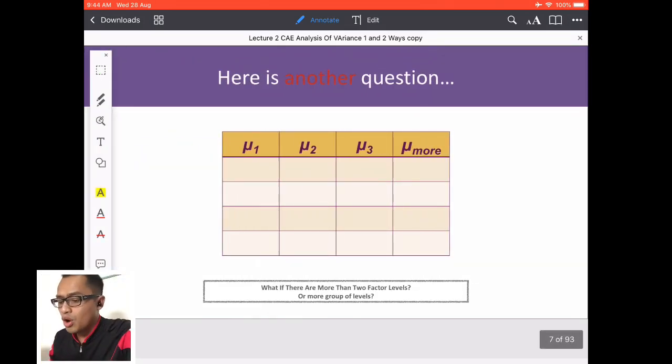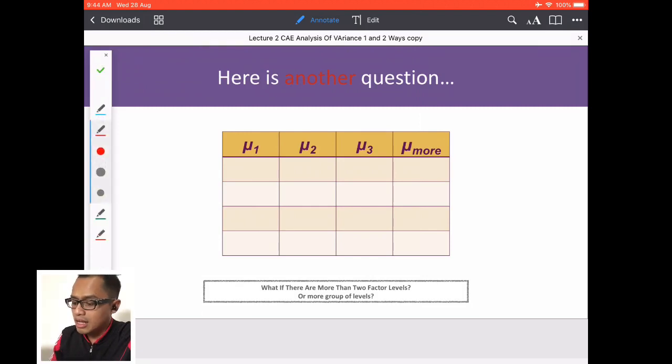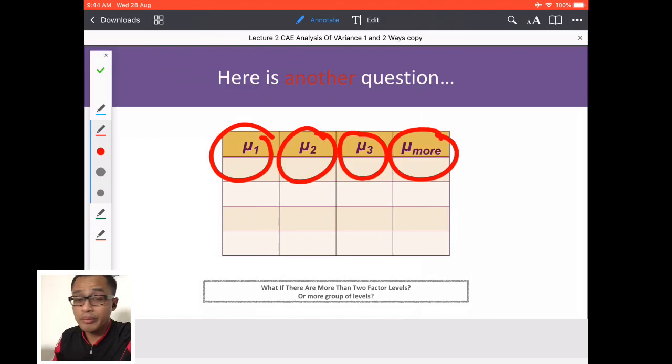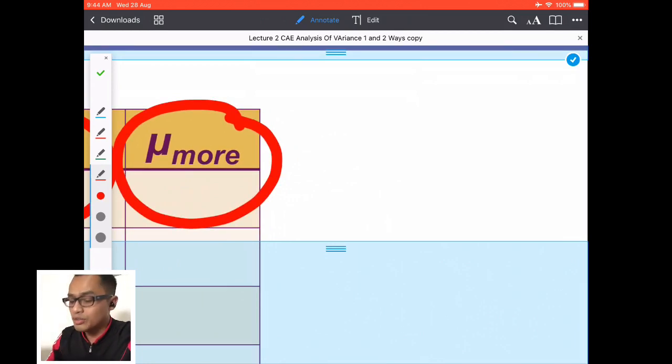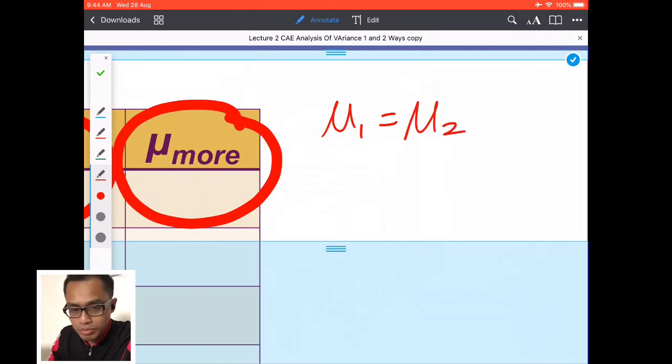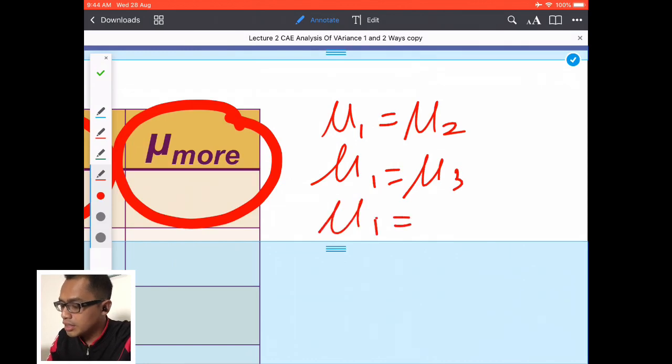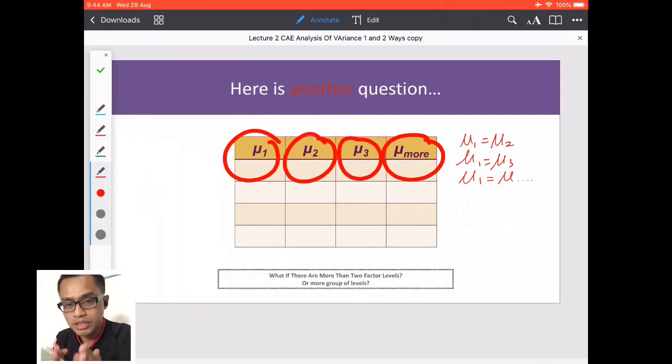Now, here is another question. What if you have four, and more groups that you are collecting data from? For example, in this slide, I've shown you, you have mu1, mu2, mu3, and mu more. Mu more means you have more than three. So if you want to do either z-test or t-test, it will be very cumbersome. Why? Let me show you. If you want to do two-sample tests for these groups, you have to do mu1, mu2, either equals or not equal to mu1, mu3, mu1 to mu infinity, which is utterly impossible to do in a short period of time. Yes, you can do it, but for a short period of time, it's impossible.